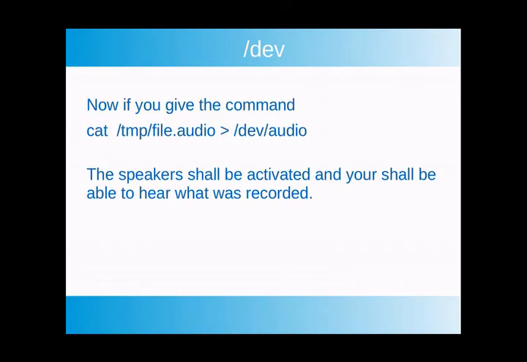Then to see what has happened, you can say, okay, whatever is inside file.audio, which is located in the /tmp directory, you say cat /tmp/file.audio, and you say put that into dev audio. Now you're writing to the dev audio device. Now what will happen is you can hear what was recorded from the speakers. So this is an example of reading and writing files which actually activates different devices.